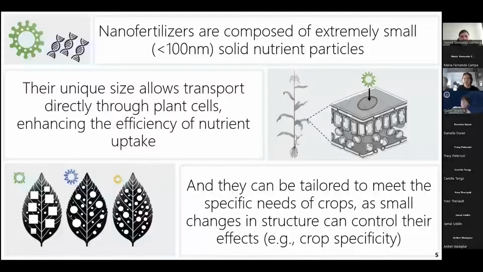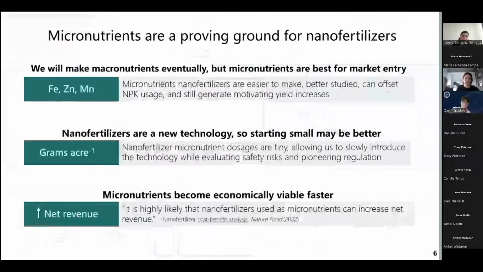And this small size allows the particle to directly transport through plant cells, which leads to really efficient nutrient uptake. And like Yvonne said, oftentimes these particles can be tailored and customized and engineered to have unique functionality. For example, you can make the fertilizers more rainfast by changing the particle coating, or you can make them more plant specific by changing their size. There's a whole number of interesting effects you can explore.